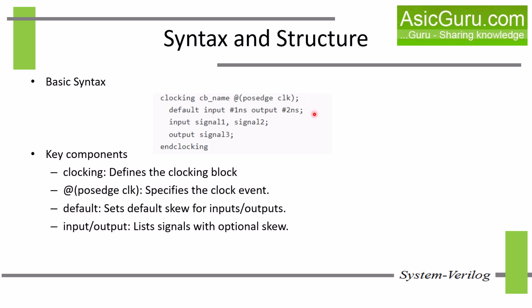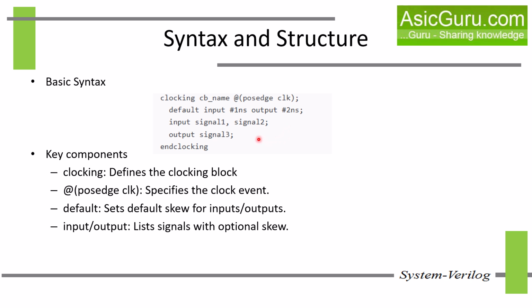Next we specify the input and output skews. Clocking skews specify the moment at which input and output clocking signals are to be sampled or driven respectively. So here in this case we are setting input skew as 1 nanosecond, means inputs are sampled 1 nanosecond before the clock edge, and output skew as 2 nanoseconds, means outputs should be driven 2 nanoseconds after the clock edge.